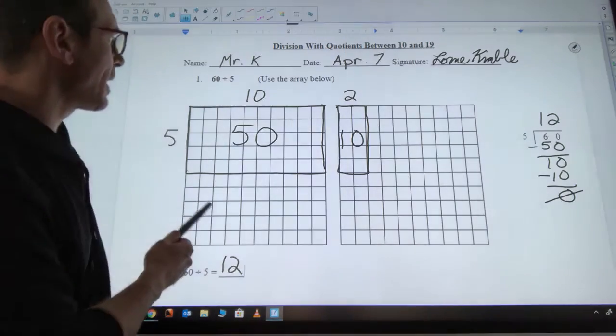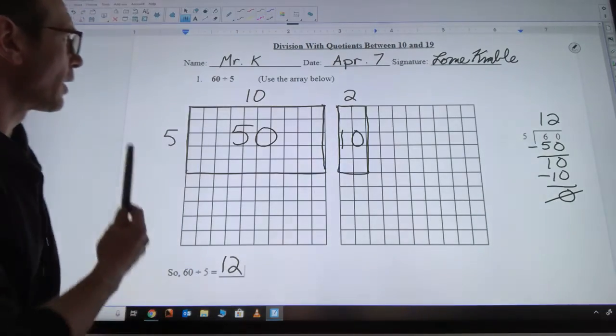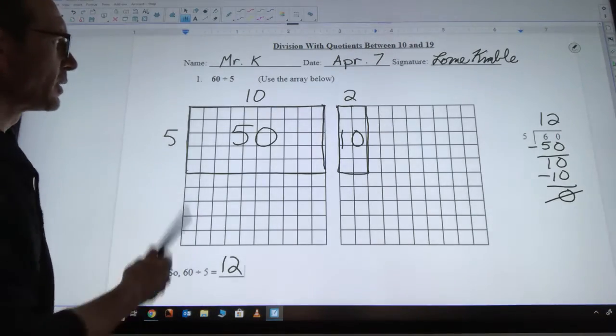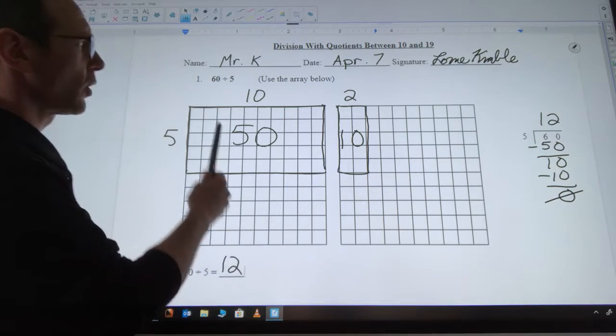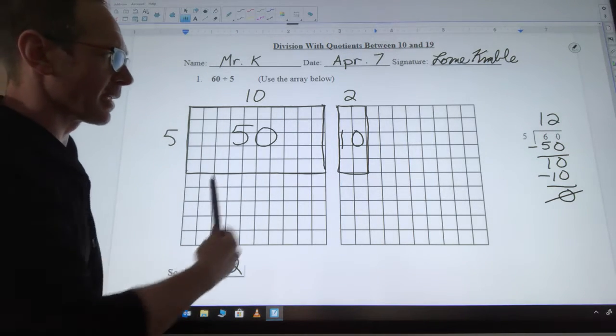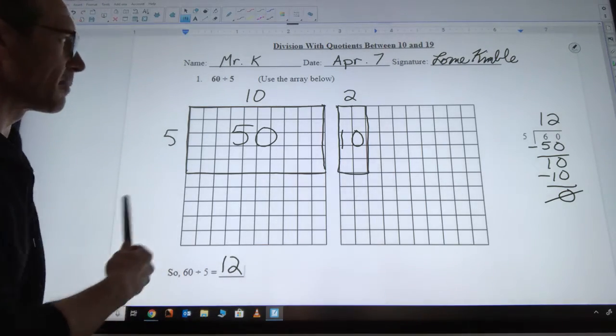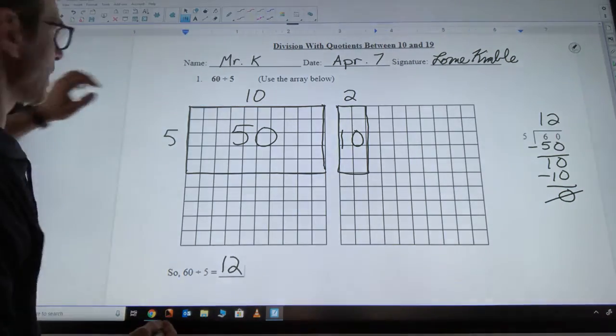So I gave you guys the first one where we were doing 60 divided by 5. We said, well, 10 times 5 is 50 and 2 times 5 is 10. So it would be 12 times 5 in order to get to 60. So 60 divided by 5 is 12. Let's look at the next question.